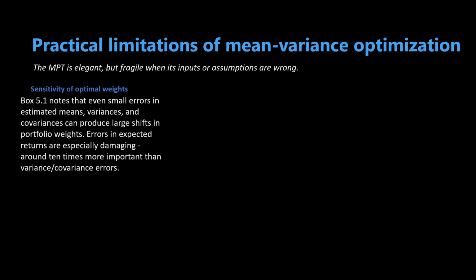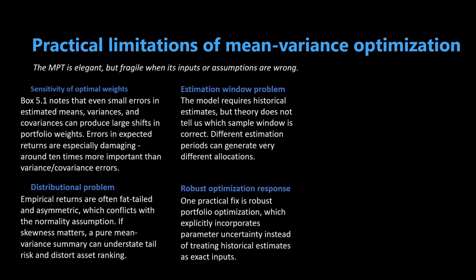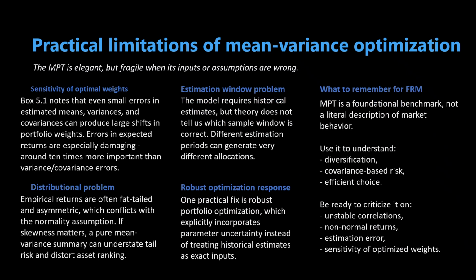Let's now take an honest look at the practical limitations of mean variance optimization, because the FRM expects you to be a critical consumer of the theory, not just a mechanical applier of formulas. The first and most serious limitation is the sensitivity of optimal portfolio weights to input errors. Even small errors in your estimated means, variances, and covariances can produce very large shifts in the optimal weights.